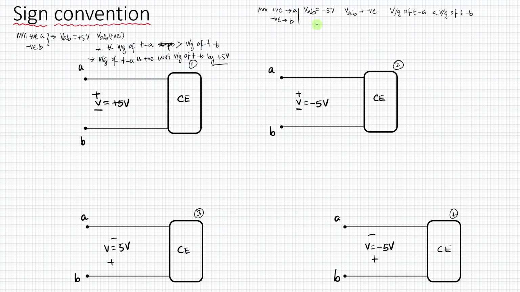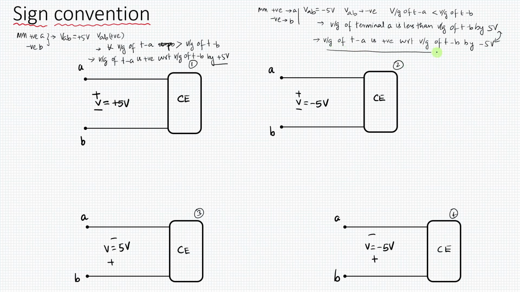So a way of writing this will be: the voltage of terminal A is less than the voltage of terminal B by 5 volts. But for me, a better way of writing this is: the voltage of terminal A is positive with respect to the voltage of terminal B by minus 5 volt. Both these things mean exactly the same thing. But I prefer to do it like this because then everything comes in the same terminology.